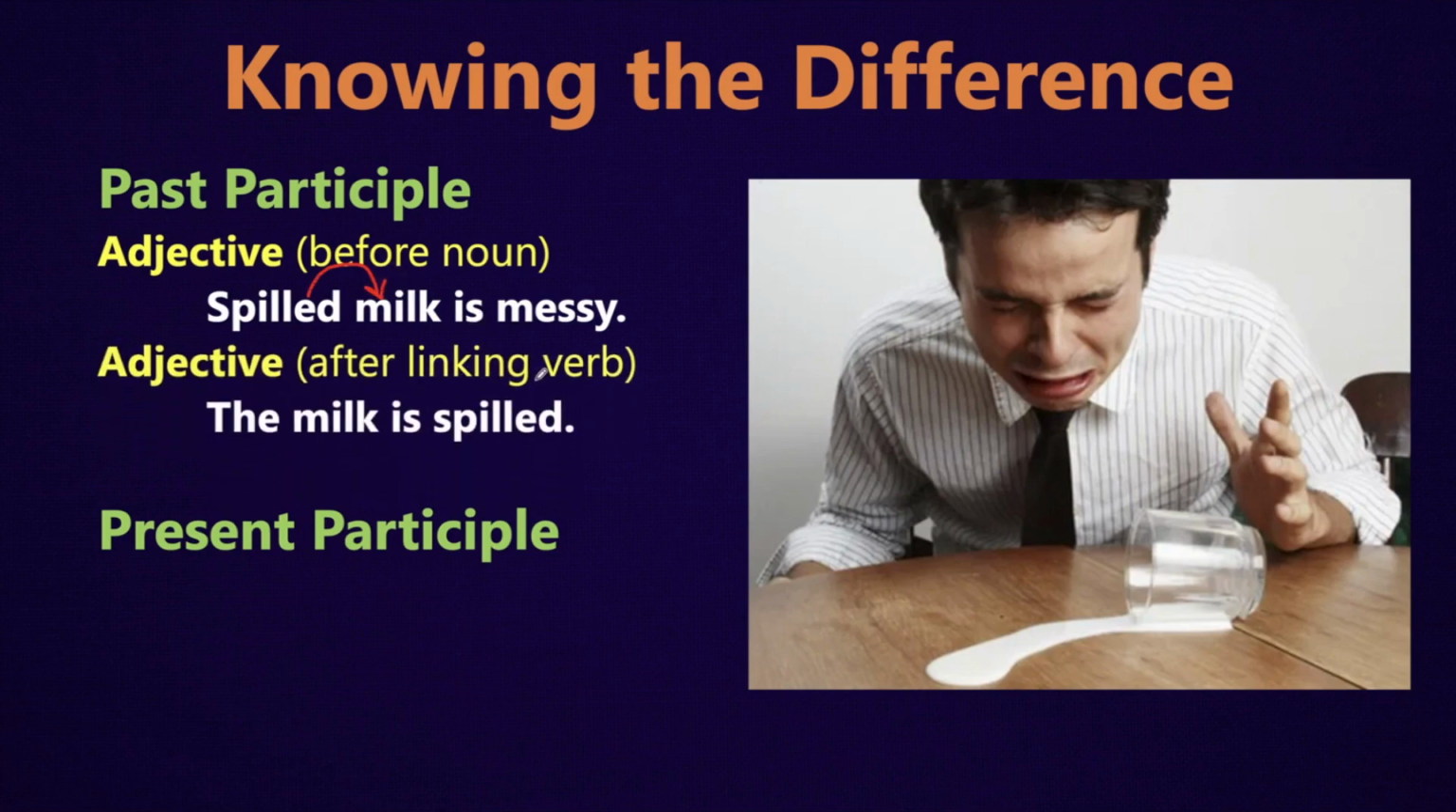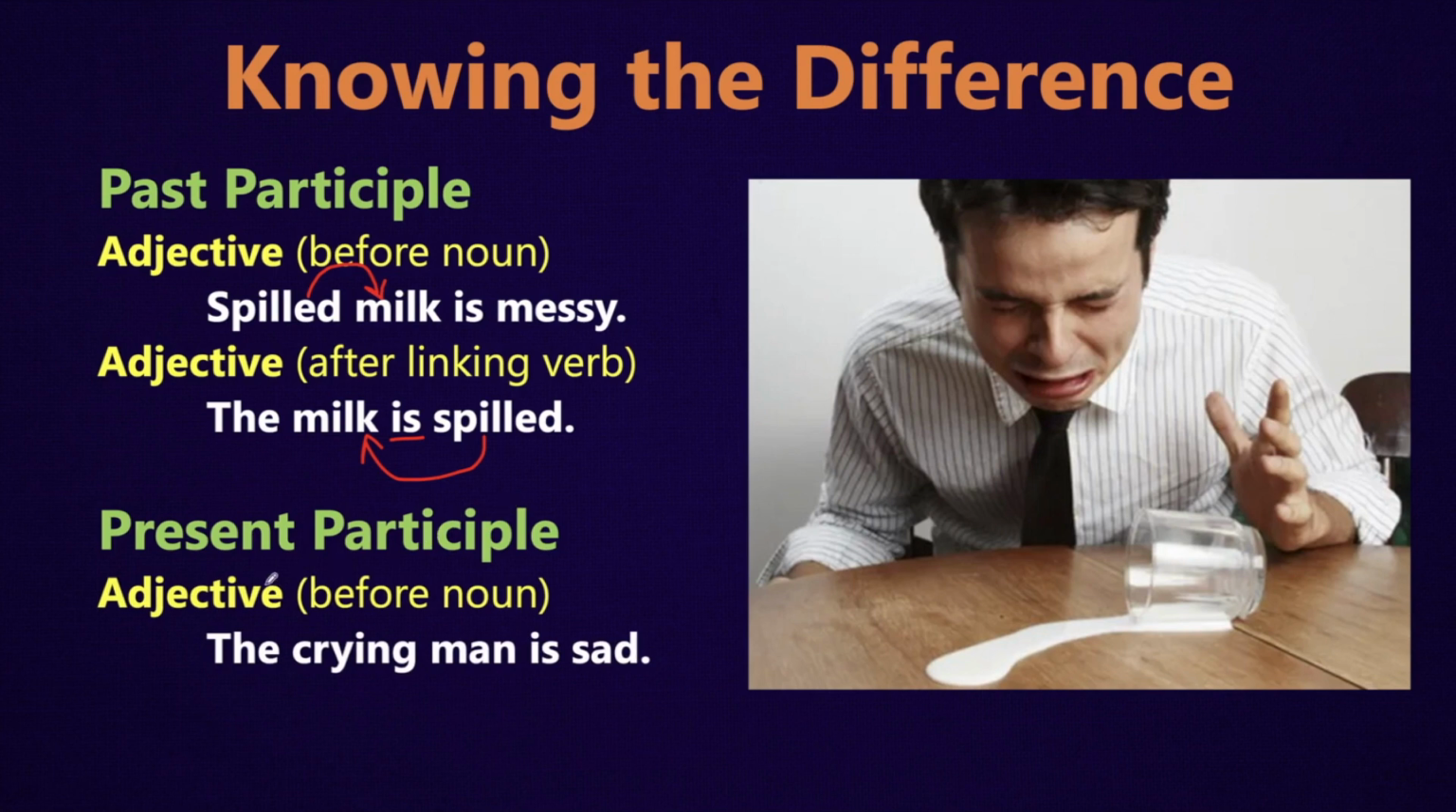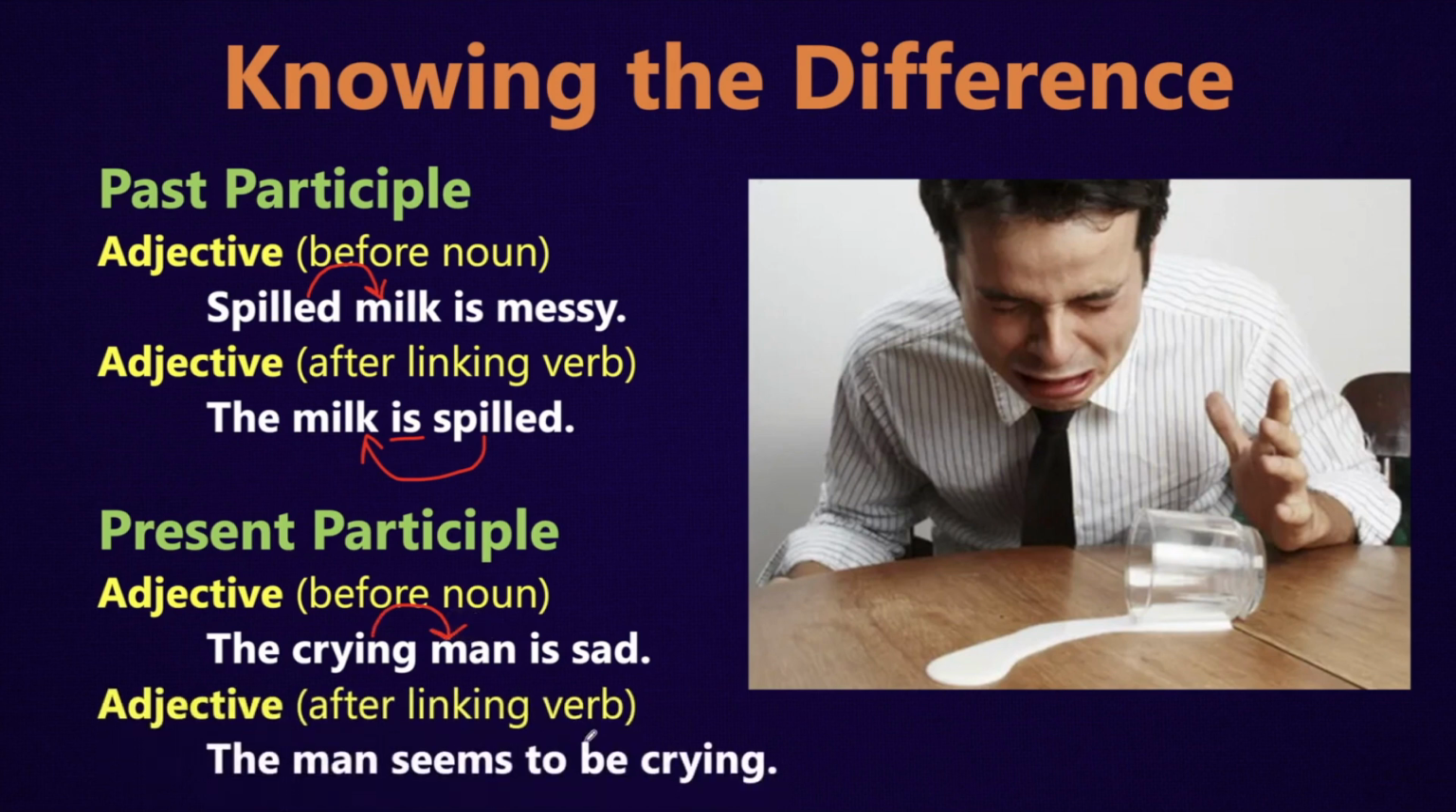Or you could see it after a linking verb. So the milk is spilled. So here's the linking verb. And we see spilled, again, is still describing the milk. Now in the present participle, it's the same thing. You'll see the ing form before the noun it's describing, or you'll see it after a linking verb. The man seems to be crying. So here seems is the linking verb, and crying is describing the man.